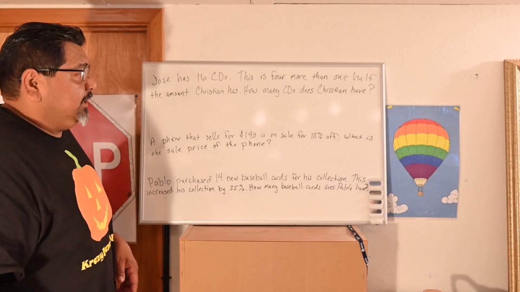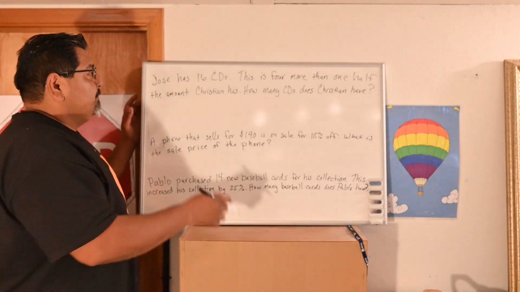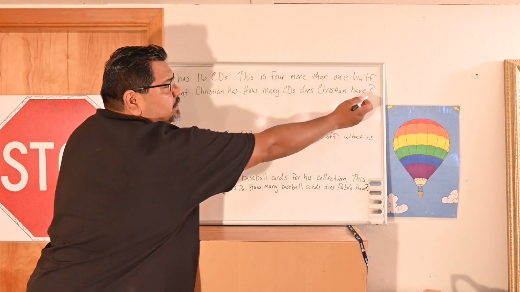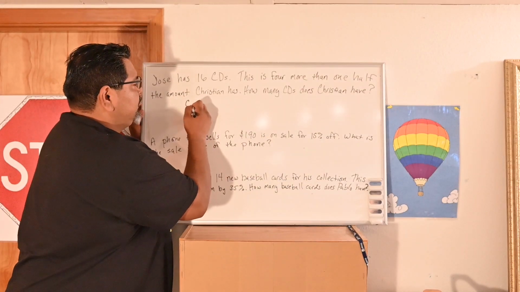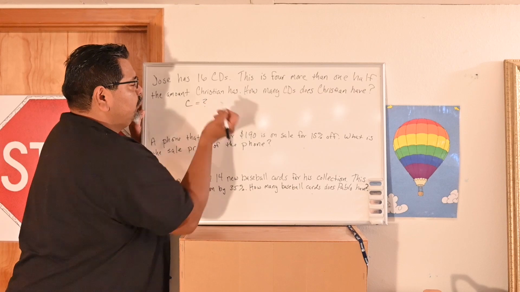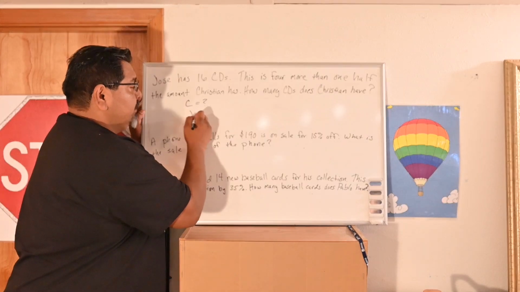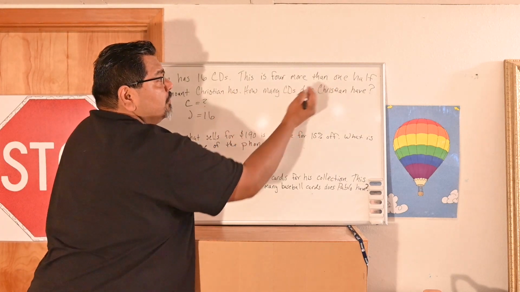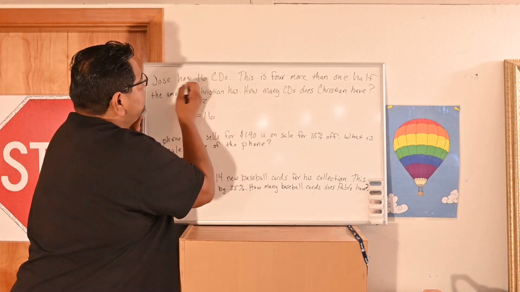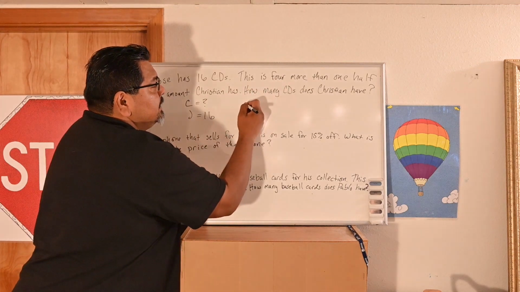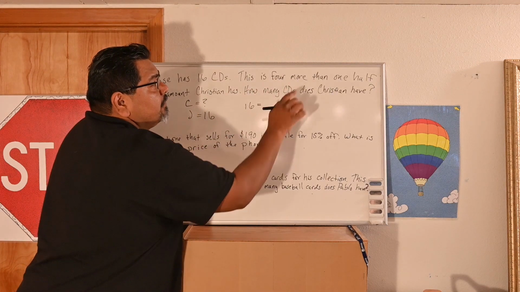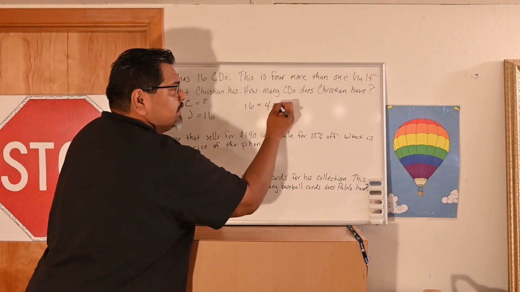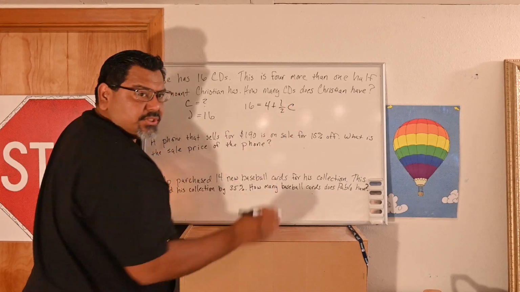We'll forget about the fact that nobody uses CDs anymore, but let's look at what the question is actually saying. So how many CDs does Christian have? That's what we're looking for. We'll say C is Christian, question mark. Jose, we know, has 16 CDs. 16 is 4 more than 1/2 the amount Christian has. So 4 plus 1/2 of what Christian has.